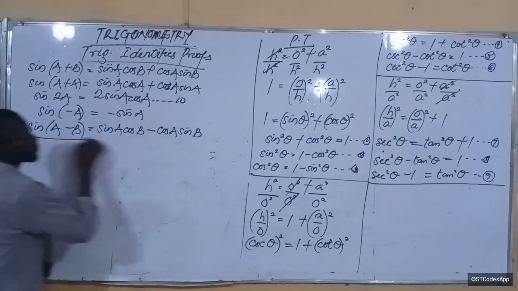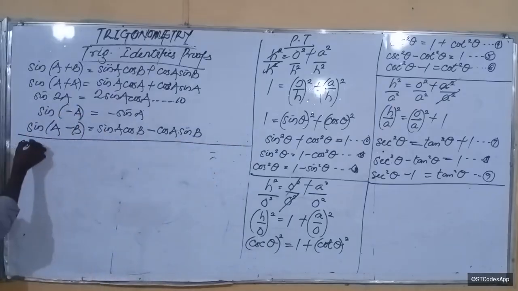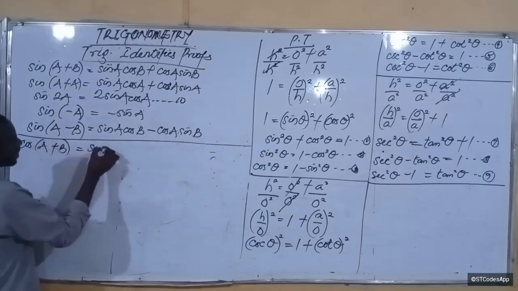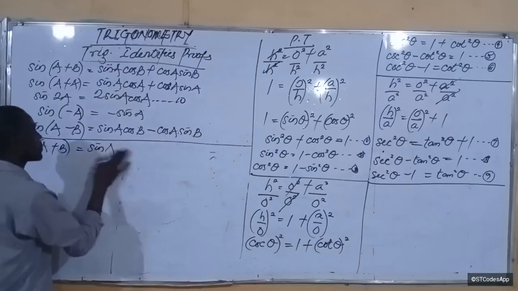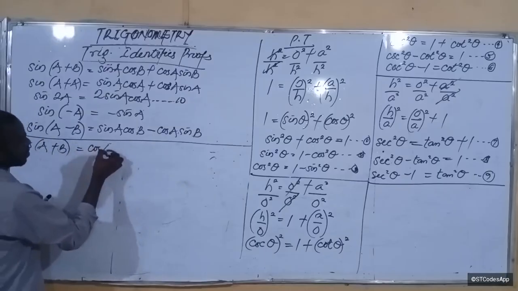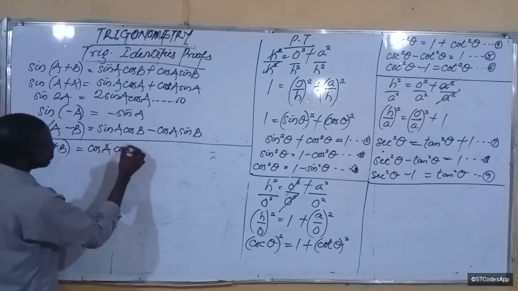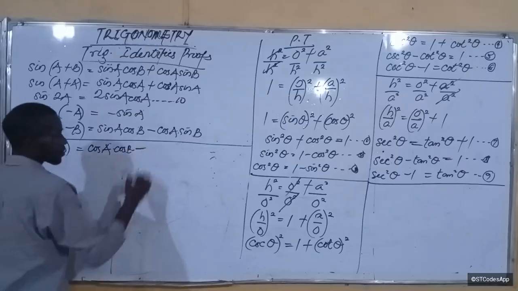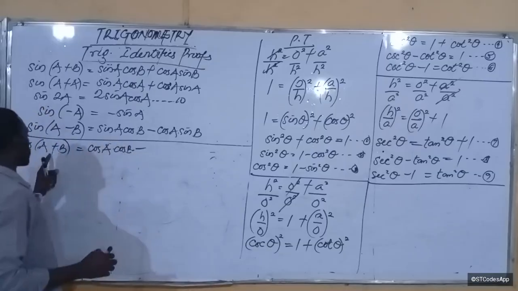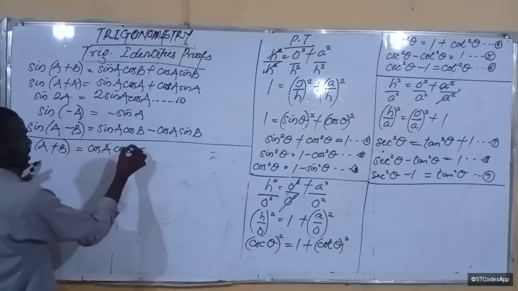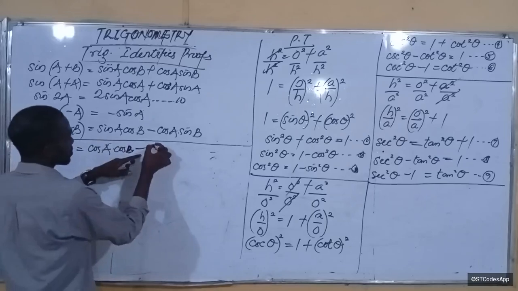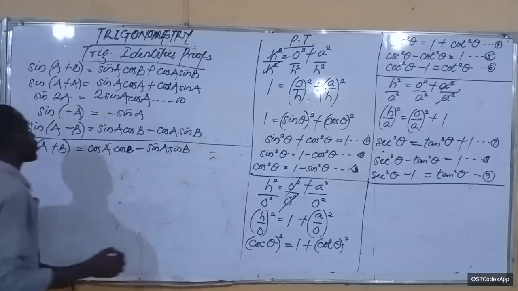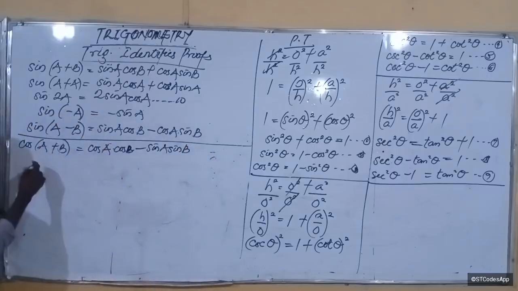Now, the next thing you should know is for cosine. Cosine of A plus B was found to be cosine of A times cosine of B. Now when it's plus, it will be minus. When it's plus, it will be minus. So it was found that this is minus sine of A times sine of B.